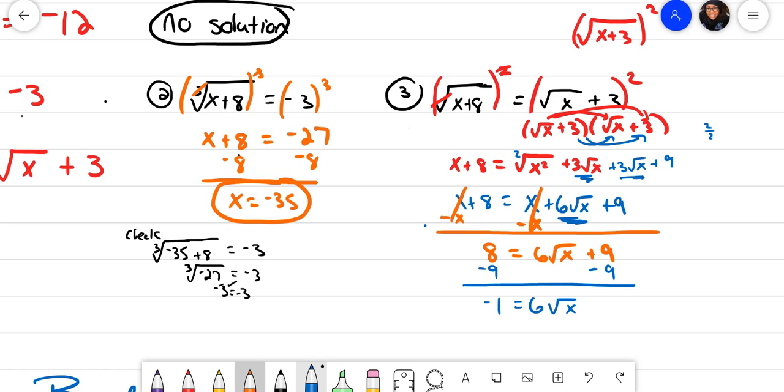I would keep going. I still got to get that radical alone. Divide by 6, and I'm going to end up with negative 1/6 equals the square root of x. At this point, I have the same situation that I had in the beginning. I have a square root and I have a negative. This is no solution.